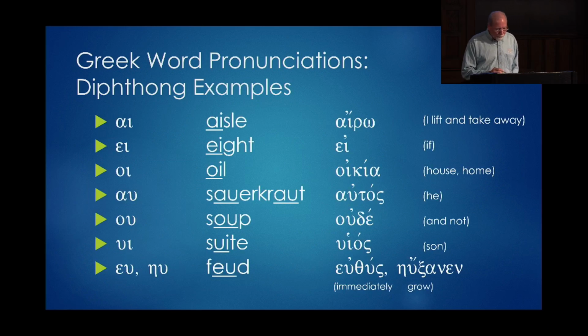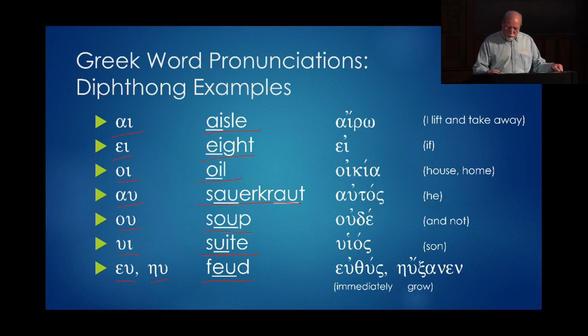So examples. Let's just go down this way. We got I, a, oi, ow, oo, we, and you, and both of them, you. So the I is in aisle, A is in 8 or weight, oi is in oil or foil, ow is in sauerkraut, oo is in soup or through, as either works, we is in sweet, and you as in feud.